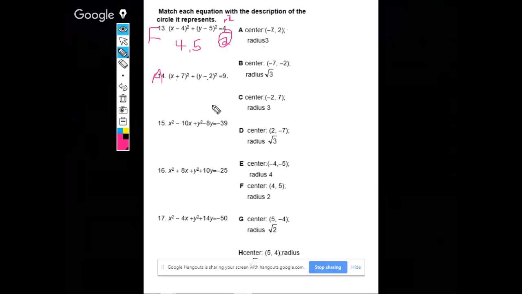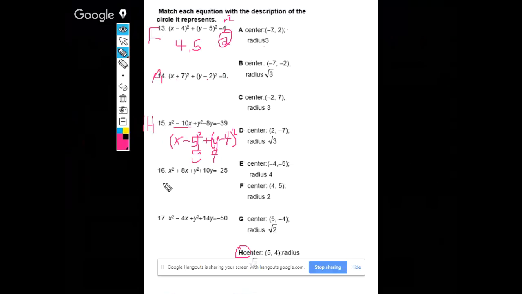15. 15 says -10x here. So I know inside I'm going to end up having x minus 5. And I know I'm going to have y minus 4 because half of 8 is 4. And then if I only focus on the radii, the opposite of -5 is +5. And the opposite of -4 is +4. So that gives me choice H. And I don't even have to continue the problem because there's only one that has those measurements.